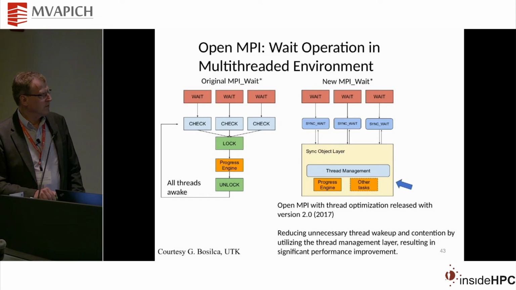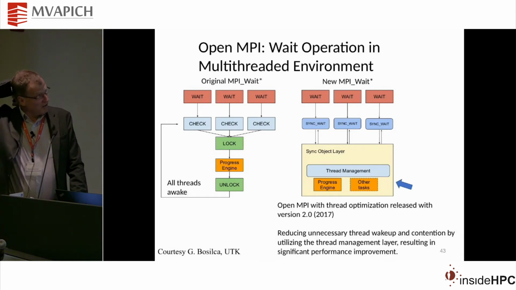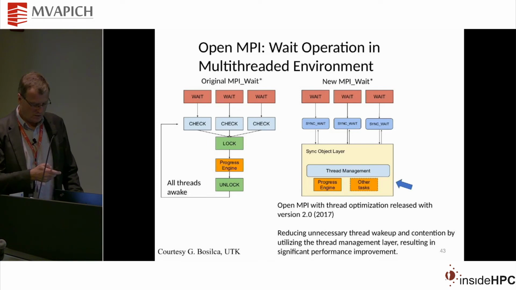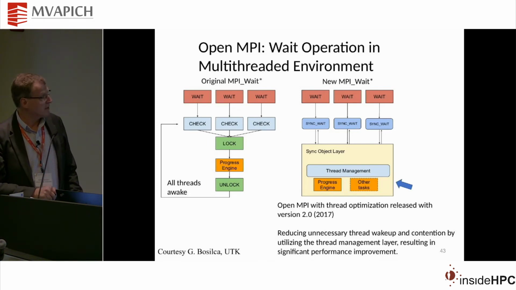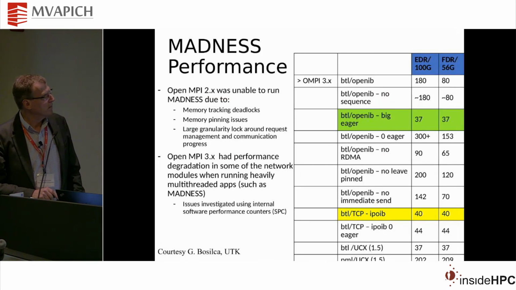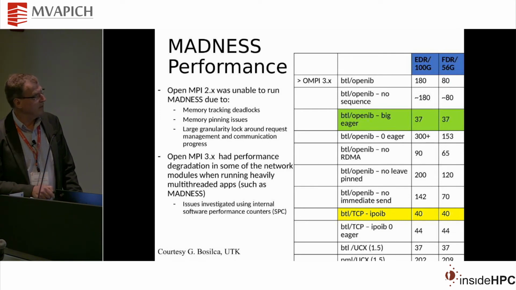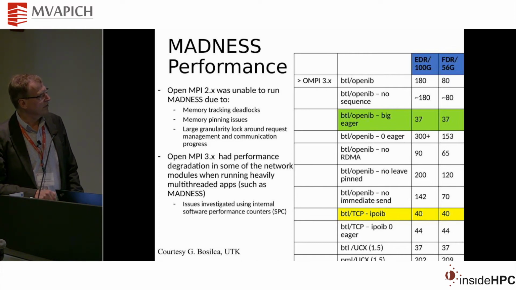Basically, one of the key steps was to do finer-grain locking around the multi-threaded communication. So I assume, even though this is OpenMPI, that you're familiar with what these guys are up to. That enabled them to make some significant inroads on the performance, going down essentially nearly a factor of 5 increase in performance there.